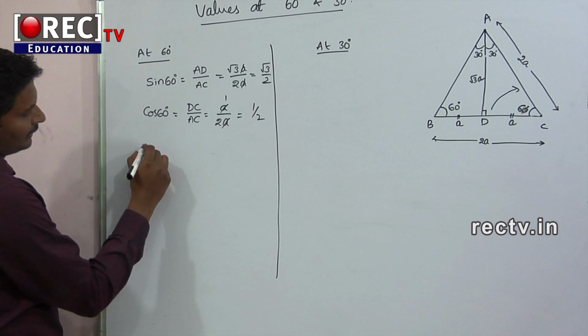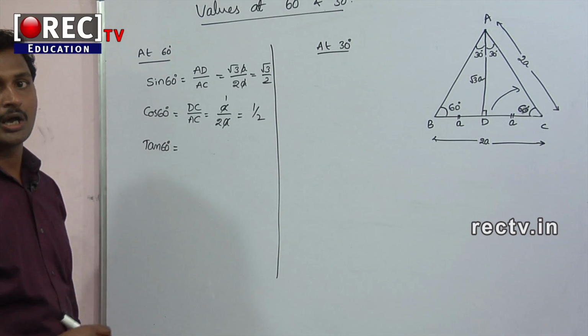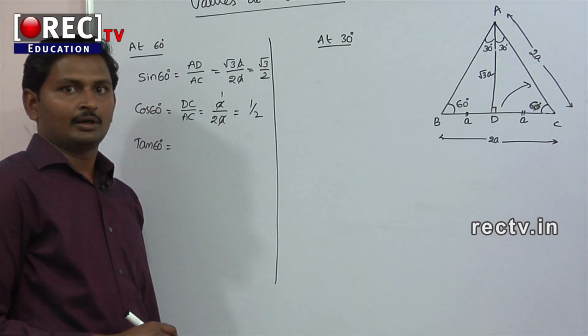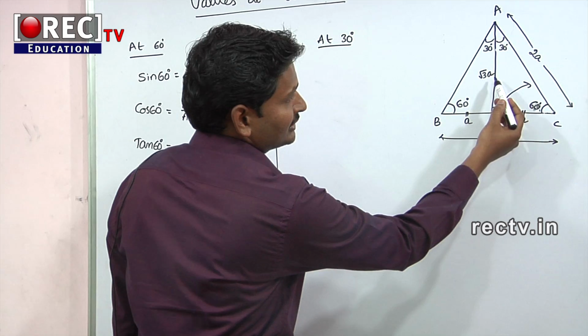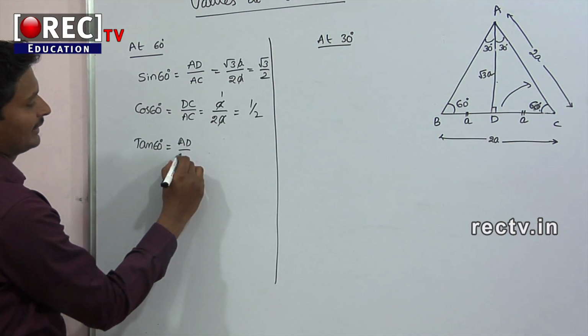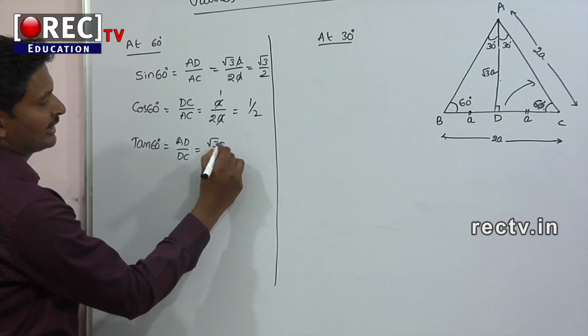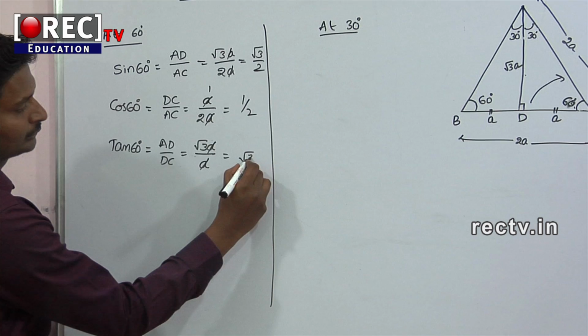Now tan 60 degrees. Tan 60 degrees is equal to tan theta formula, opposite side divided by adjacent side. So here tan 60 is equal to opposite side AD divided by DC. AD is equal to root 3a divided by DC value a. The a's cancel. So this is equal to root 3.